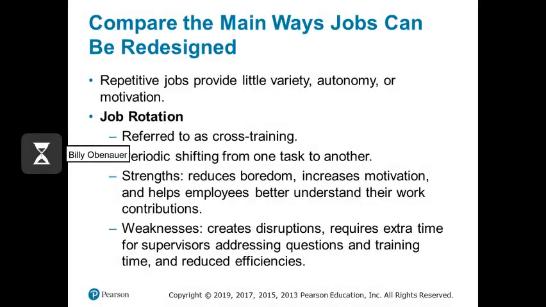Now, one of the ways that we can improve the core characteristics of JCM is through something called job rotation. Job rotation helps to address the repetitive nature of jobs, and repetitive jobs obviously have very little variety. So there's very little skill variety involved in these jobs. And often repetitive jobs have little autonomy because employees don't have choices to make. They just have to do the same thing over and over and over again. So we can address these two components through job rotation.